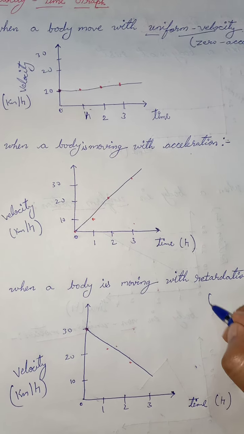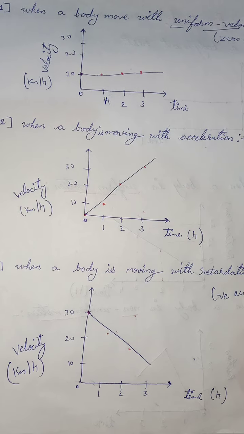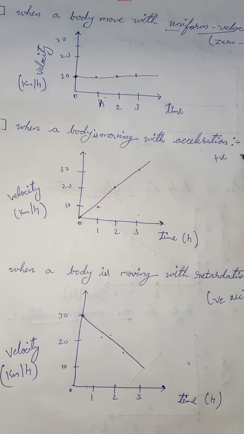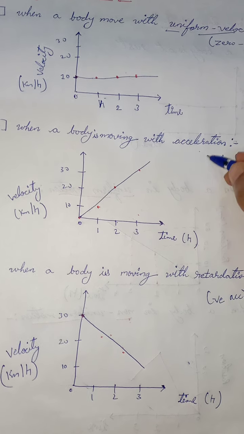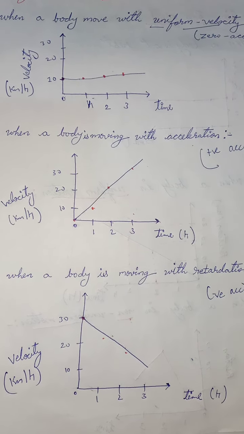Retardation means negative acceleration. What do you mean by retardation? That means negative acceleration, and acceleration means positive acceleration. So in positive acceleration the velocity will increase, and in negative acceleration the velocity will decrease.